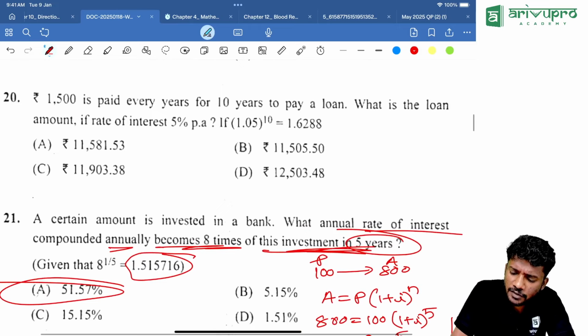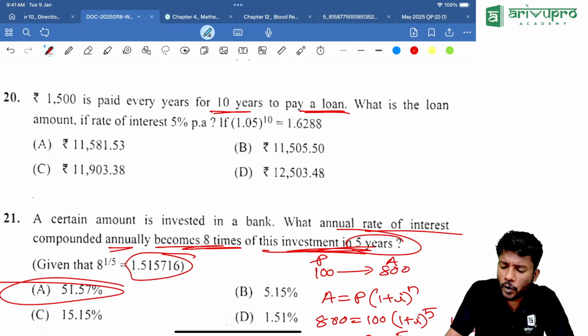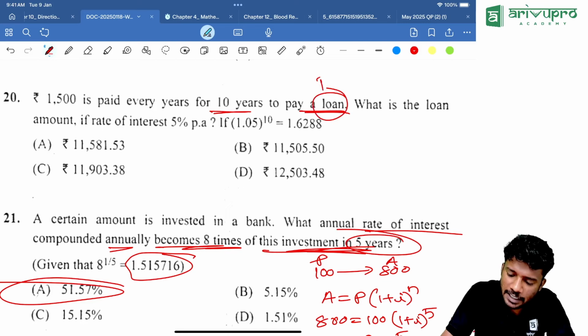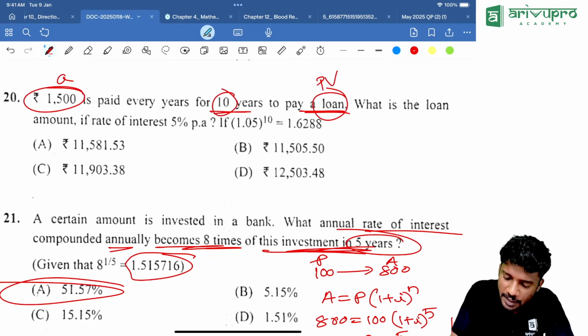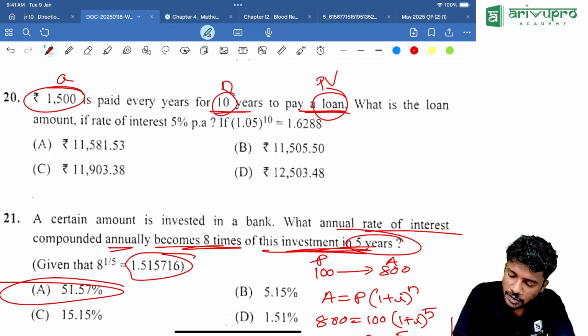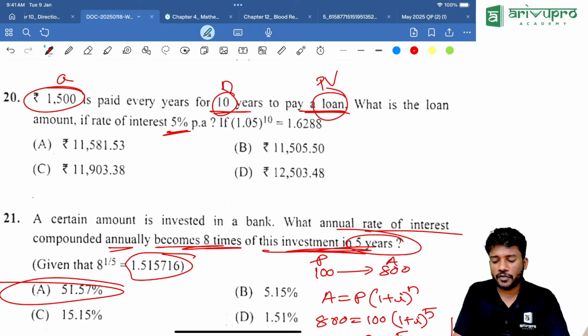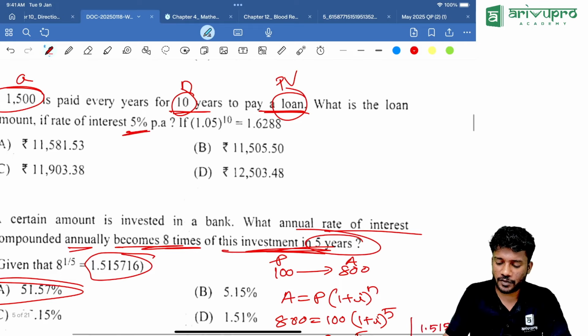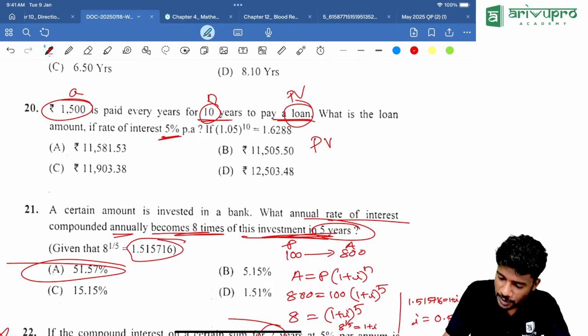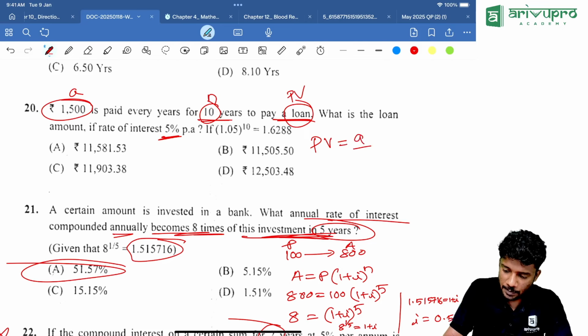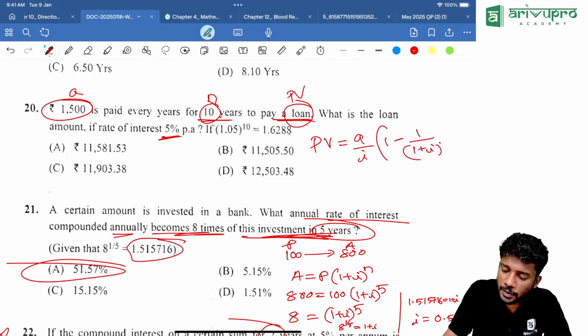1,500 is paid every year for 10 years to pay off a loan. Loan means what? We are finding present value. Annuity amount is A. How many years? 10 years. What is the rate percentage? 5. Everything is given. Get me the present value. PV is equal to, either you can use formula or GT method. PV is equal to A by I into (1 minus 1 divided by (1 plus I) the whole power n).